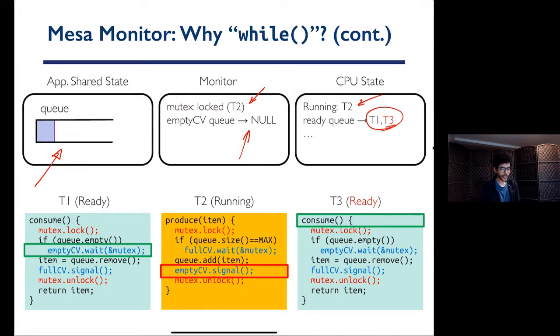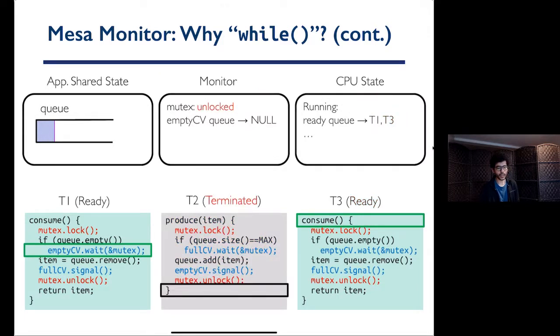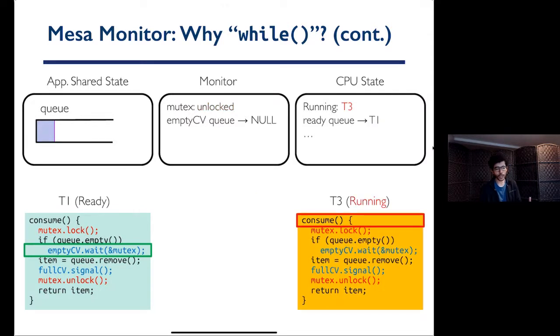Now, at this point, let's say T2 terminates. So T2 is done. Now a scheduler has to choose between T1 and T3. So the scheduler, let's say, picks T3 out of luck or lack of luck for T1. T3 starts running. Now T3 is going to lock the mutex.